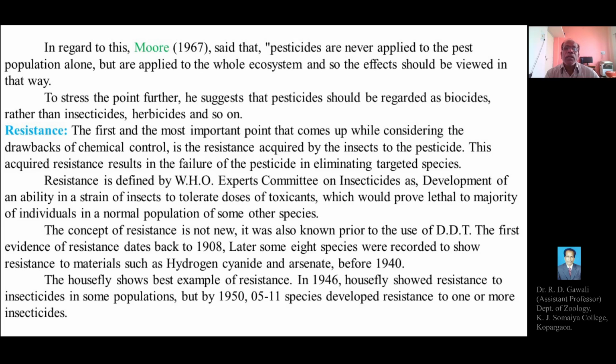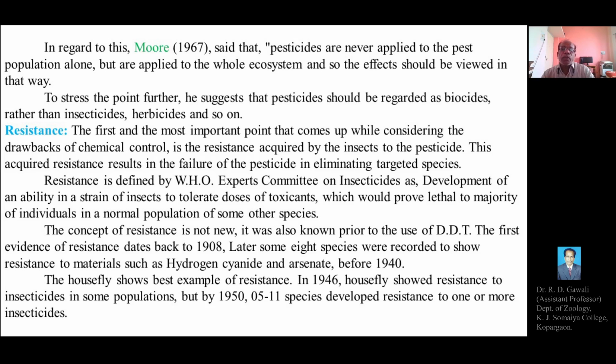So resistance is defined by whom? The Expert Committee on Insecticides defined it as the development of an ability in a strain of insects to tolerate doses of toxicants which would prove lethal to the majority of individuals in a normal population of the same species. The concept of resistance is not new. It was also known prior to the use of DDT. The first evidence of resistance dates back to 1908.